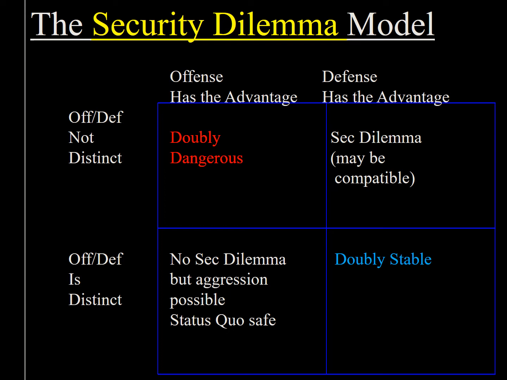And finally, the bottom right corner, at the intersection of the defense has the advantage and the offense and defense are distinguishable, well, we have an environment where it doesn't pay to expand and it's easy to identify the revisionists, and so we have a doubly stable environment. And it's possible, if we could equate defense with deterrence, that this is the peaceful environment created by a world in which states have nuclear weapons for their security.